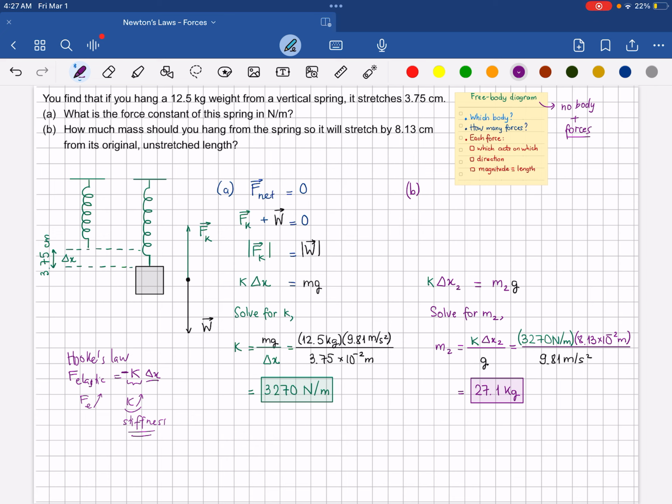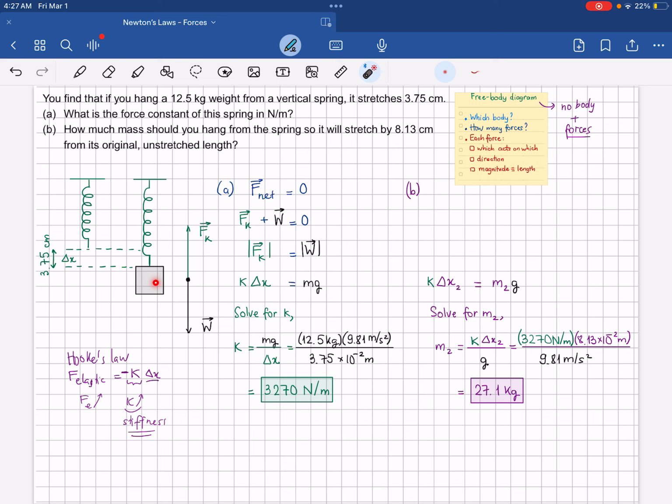So back to the point. In order to draw a free body diagram, we need to identify which body we are investigating, how many forces are acting on the body, and then identify each force based on the interaction between which object and which object, its direction, and also its magnitude. In this case, the body we investigate is the mass here. So let's see how many forces are acting on it.